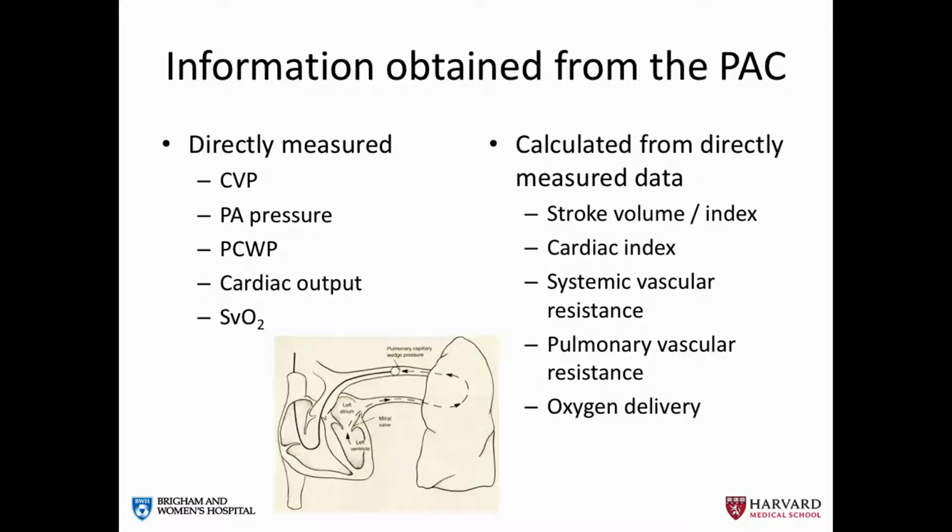Importantly, a number of variables are calculated from those direct pressure measurements. We can get stroke volume and stroke volume index based on cardiac output and heart rate. We can get the cardiac index based on a measured cardiac output relative to body surface area. We can also calculate the systemic vascular resistance based on flow and pressure differentials. In the same way, we can measure pulmonary vascular resistance, and we can measure oxygen delivery.